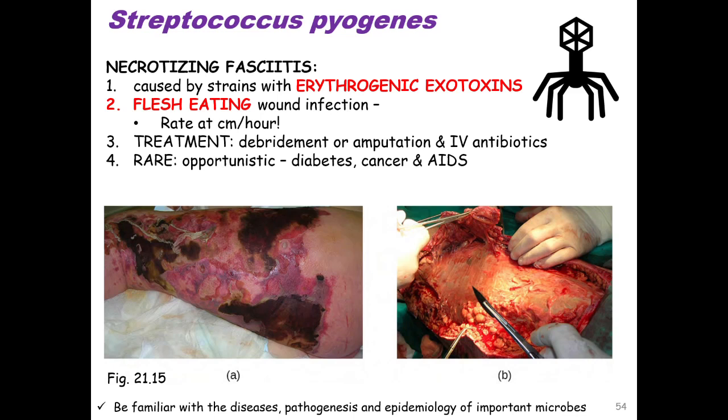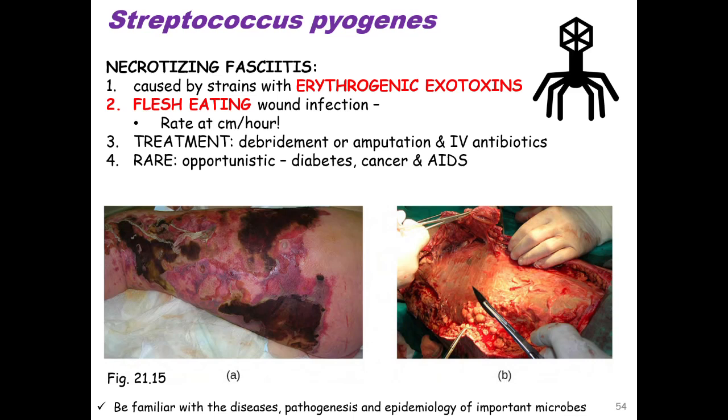So Streptococcus pyogenes, like Staphylococcus aureus, can cause abscesses, impetigo, and wound infections. Another thing Streptococcus pyogenes causes is necrotizing fasciitis. So we learned necrosis is cell death, so we've got tissue death occurring. These are only strains that have the erythrogenic exotoxin, so only ones that are infected by that virus that gave them this trait. They're flesh eaters.